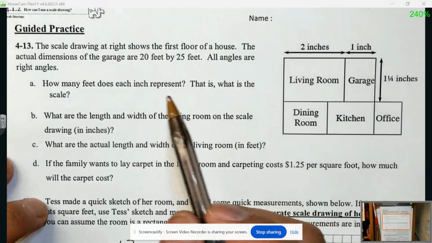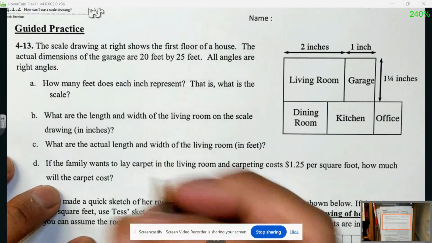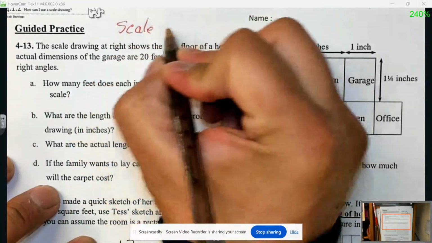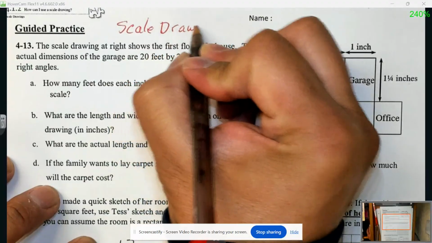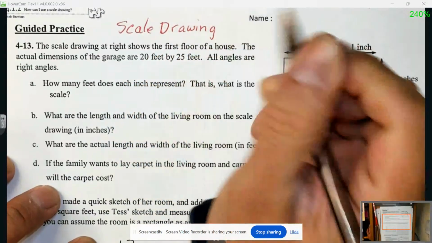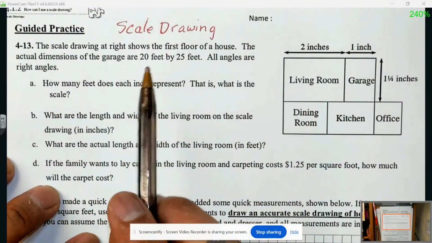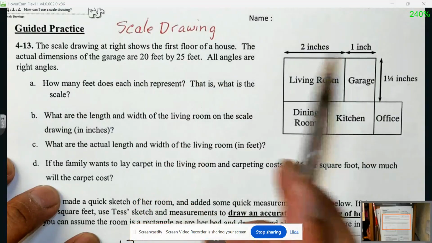Today's lesson is going to be about scale drawings and the scale factors that apply to them. So let's label this scale drawings. And our first question: the scale drawing at the right shows the first floor of a house.